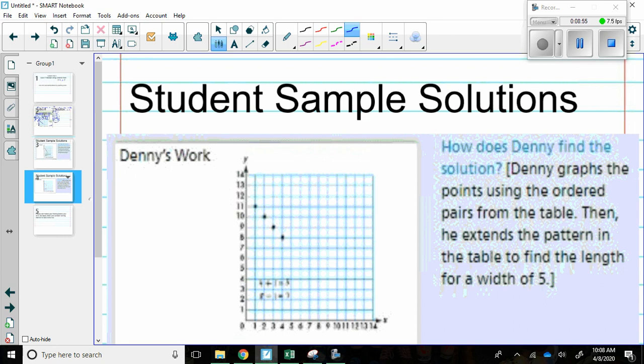Here's Denny's work. Oh, Denny's my dad's name. It says, how does Denny find the solution? So not only did Denny plot all 4 points, but instead of drawing another line, he followed the pattern. He knew that the x-axis added 1 every time to get 5, and then he knew the y-axis subtracted 1 every time, and that is how he arrived at 7. So his new plot point would have been over 5 and up 7 to get him here, to follow and continue the pattern.